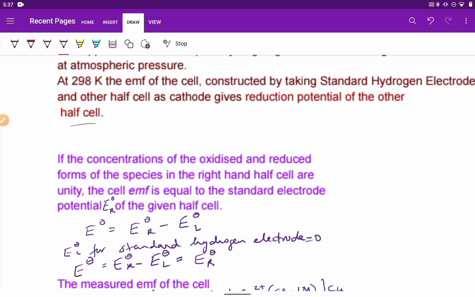So the standard electrode potential, this is the symbol, we write it like this, of the given half cell, will be equal to E naught R minus E naught L, where E naught L is for the standard hydrogen electrode, which is taken as 0. So here we find that the cell EMF is equal to the standard electrode potential of the given half cell.